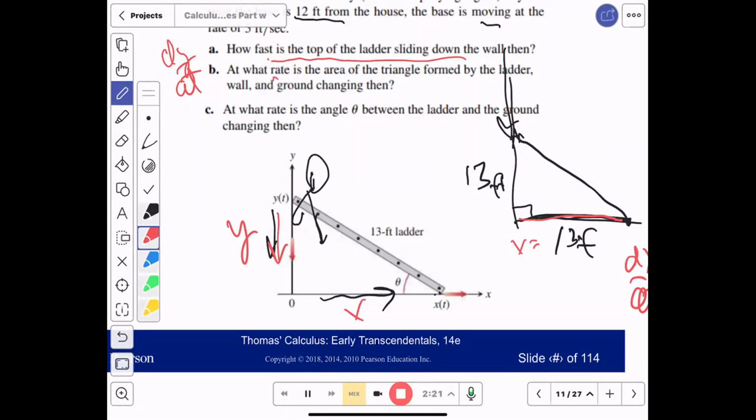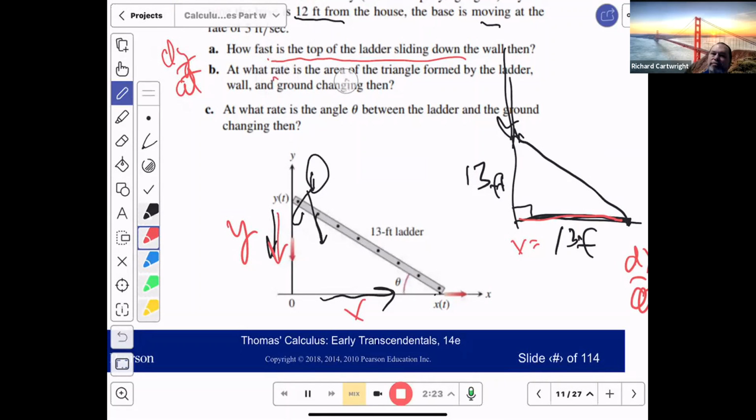B says, at what rate is the area of the triangle formed by the ladder and the wall changing? He's asking for what is dA/dt. C, at what rate is the angle theta between the ladder and the ground changing at that time? That's asking for d theta/dt.